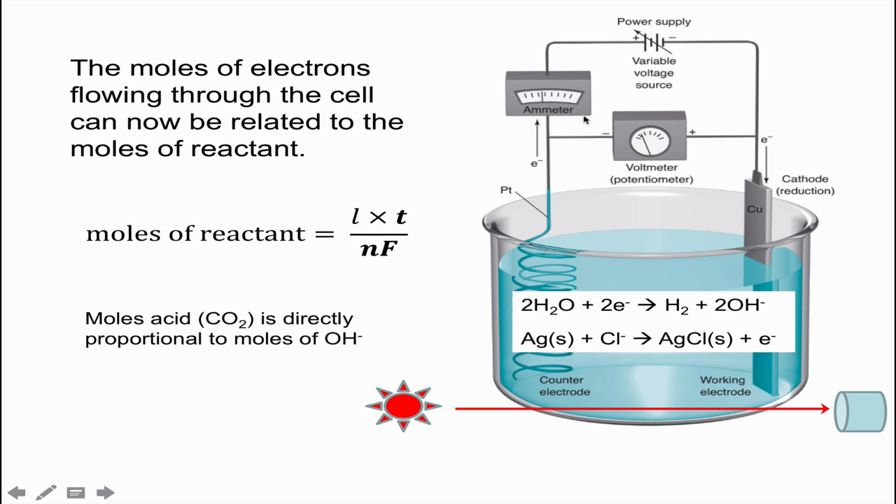Since the ammeter measures the current over time, we can integrate current over time and divide by nF. That'll give us moles of reactant. So essentially, that'll give us moles of hydroxide. And since CO2 is directly proportional to hydroxide, we can measure CO2. So, the principle of the CO2 coulometer is to convert any form of total CO2 into carbon dioxide, transfer the carbon dioxide into a reaction cell, react it with an amine to form a titratable acid, and then titrate that acid using base produced electrochemically.